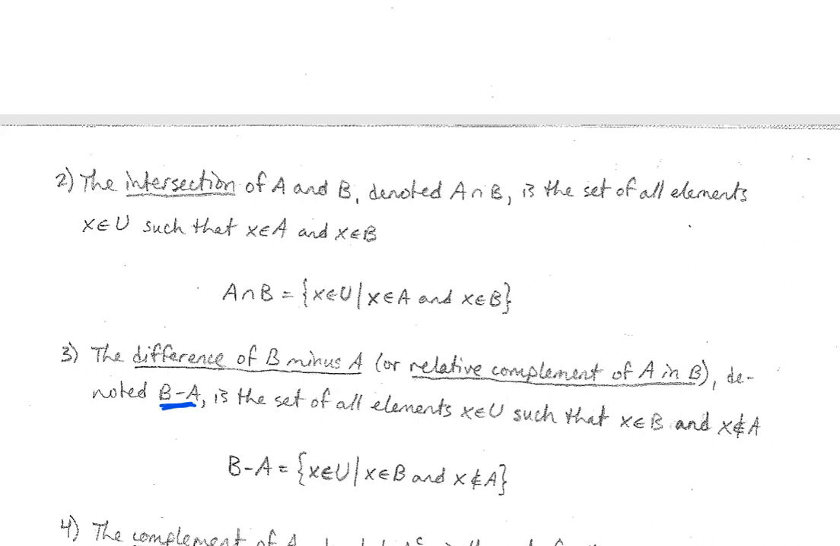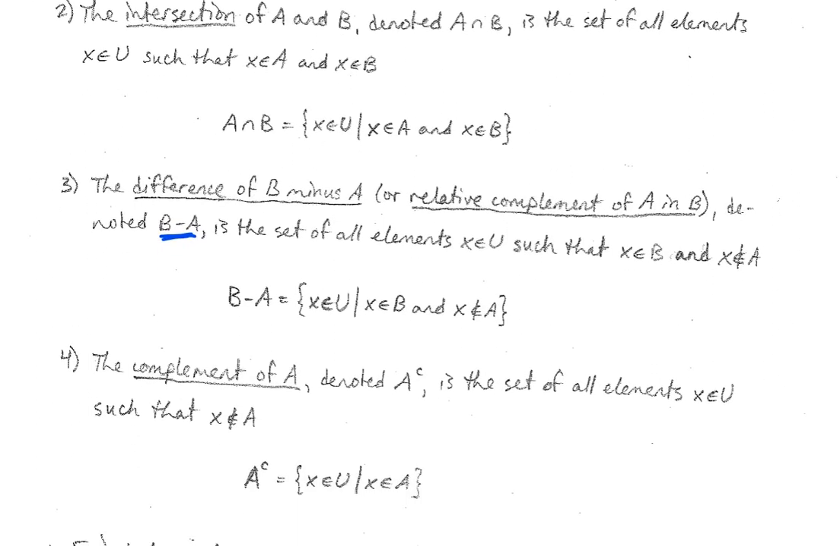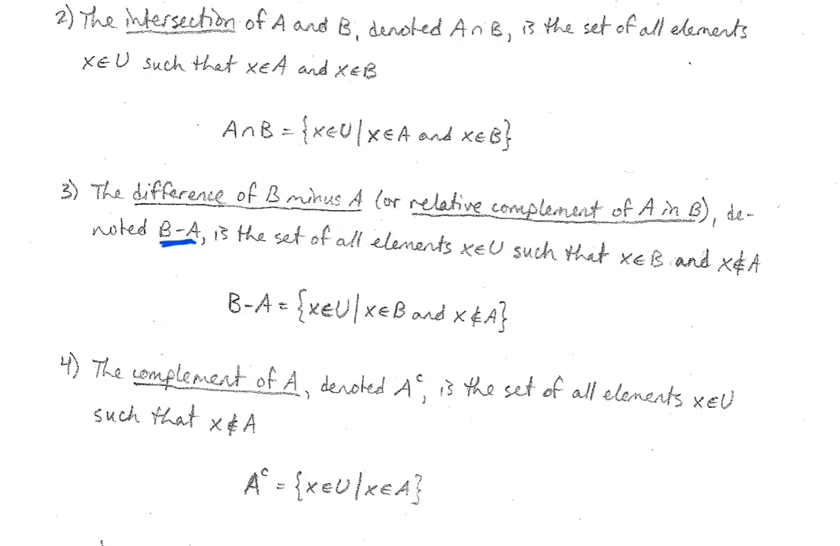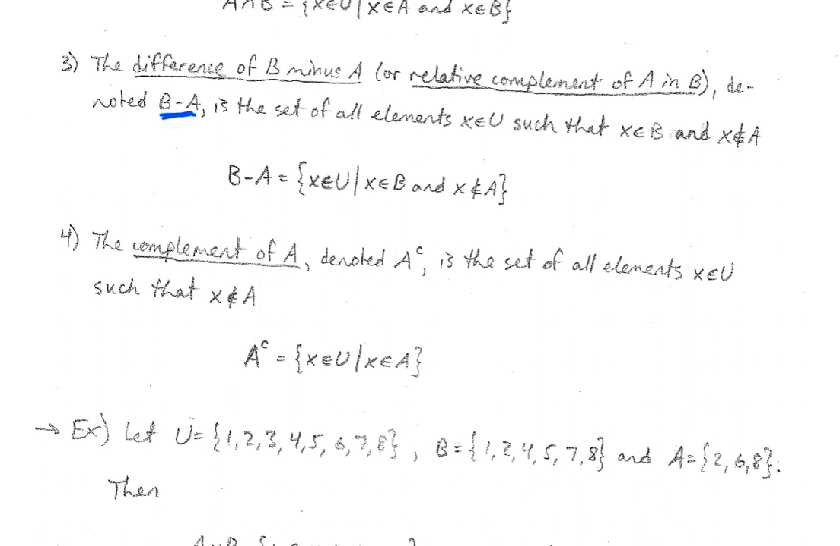Very shortly, we'll be coming to some more visuals to see what these things are actually saying and how they make sense. And then fourth, the complement of A, which is denoted by A with a little c in the upper right-hand corner. It's the set of all elements in this universal set that are not in A. And so that is the set of all X in U such that X is not in A.